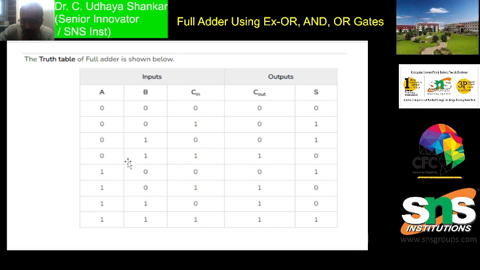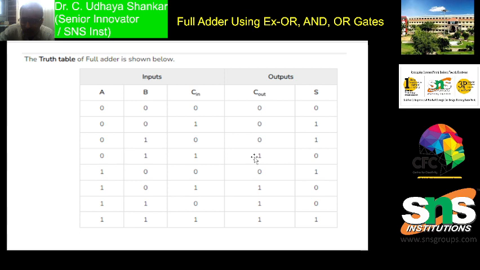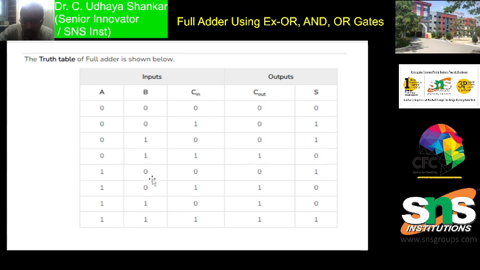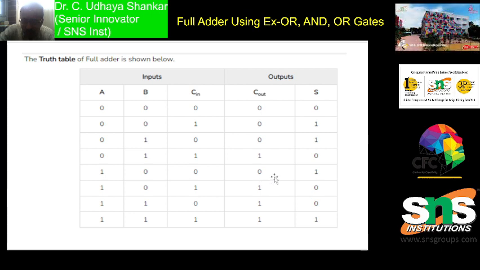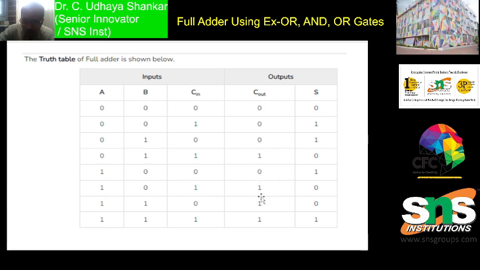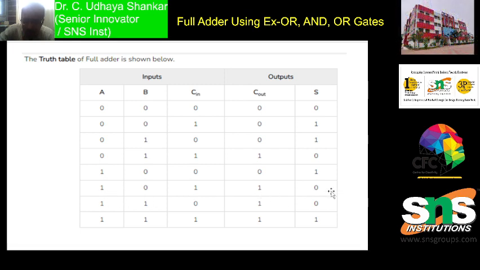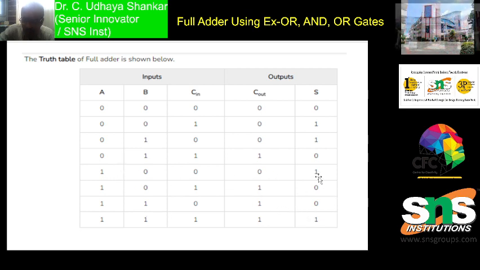Okay, so again 0 1 1, you can see that the Cout carry should be equal to 1 and sum should be equal to 0. Similarly 1 0 0, the output will be 0 1. Similarly 1 0 1, the output should be 1 and 0, because both ones are there. So if two 1s are there, the output should be 1 0. If only one 1 is there, then the output will be 0 1. That's what it's all about.